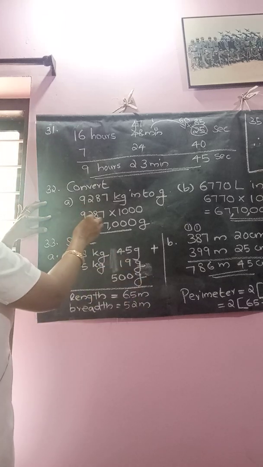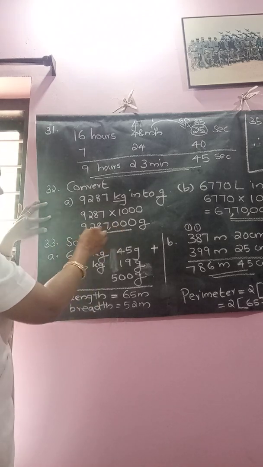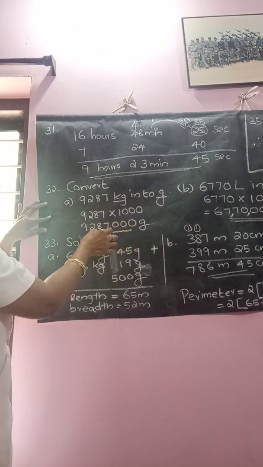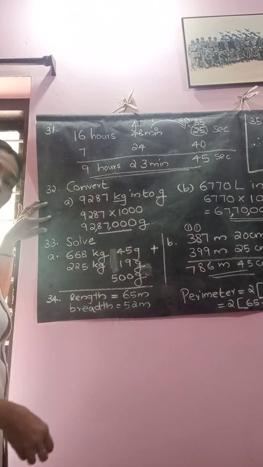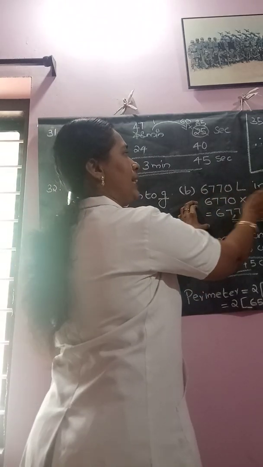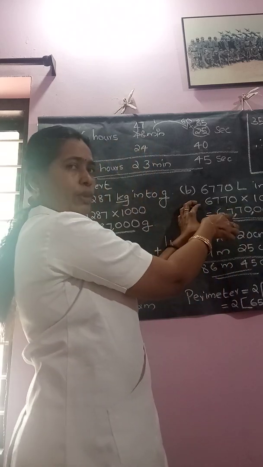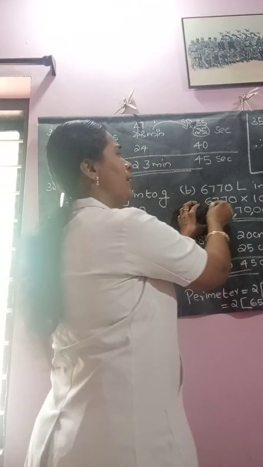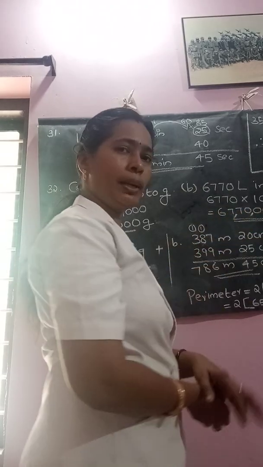That is 9287 into 1000 equal to, how to read the number? Insert commas from right to left. The first period consists of 3 digits, then 2 digits each. So 92 lakh 87,000 gram. Okay. Next one is 6,770 liter into milliliter required. So again same as the previous one. Liter is a big quantity and ml is a small quantity. So multiply by 1000. So we have 67 lakh 70,000 milliliter.